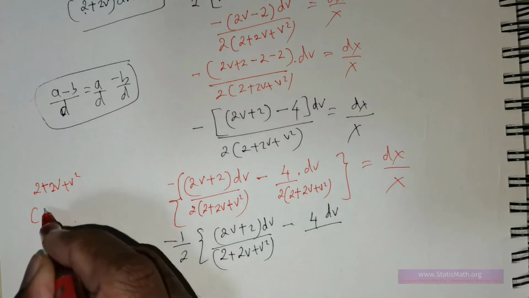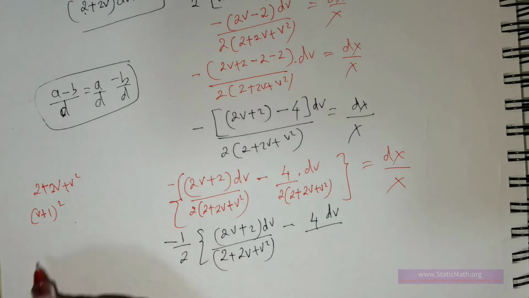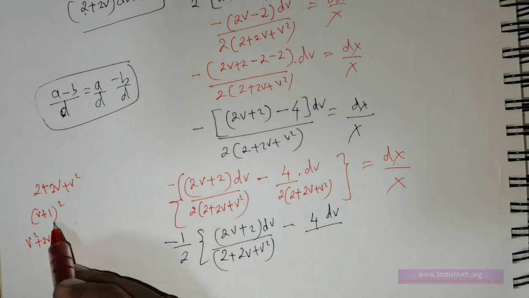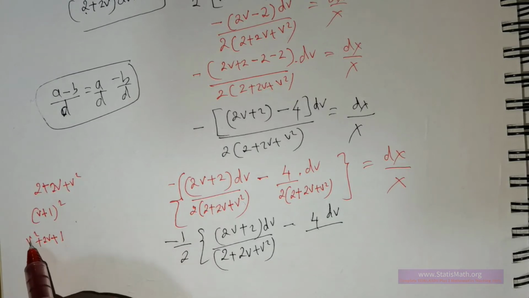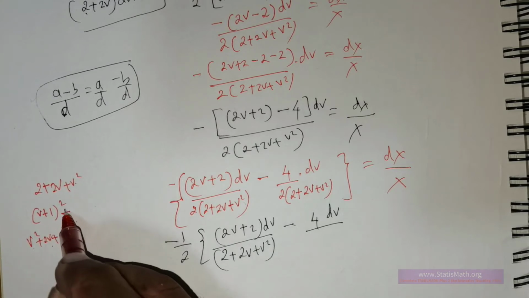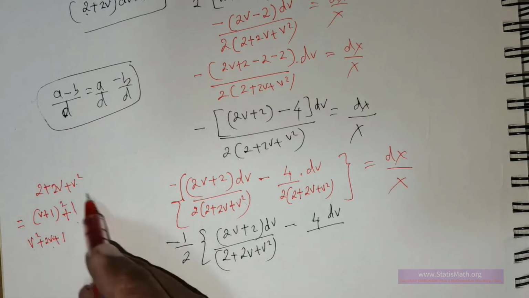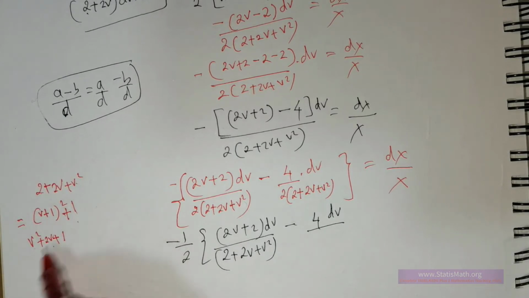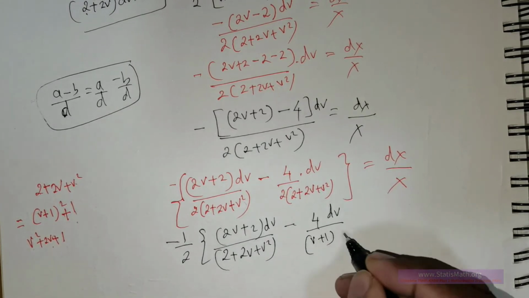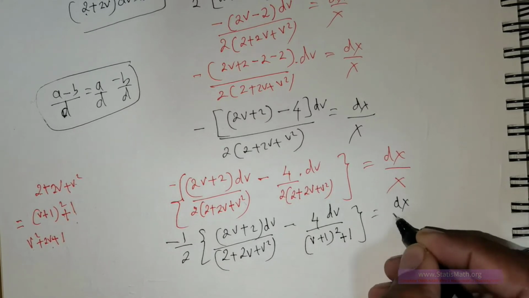So I'm going to use the perfect square method to rewrite it as (v plus 1) the whole squared. If I do that, I get a v squared, I get a 2v, and I get a 1, but I need to get a 2 there. So I've got a v squared, a 2v, and I need to get a 1, so just simply add 1. So 2 plus 2v plus v squared is now rewritten as (v plus 1) raised to the power 2 plus 1, which is equal to dx over x.